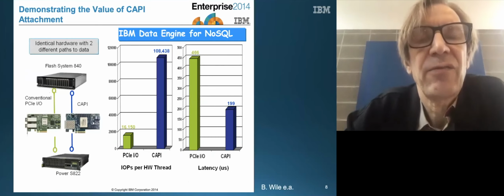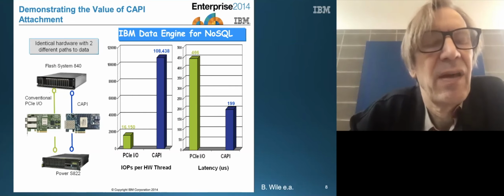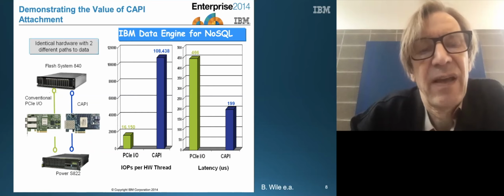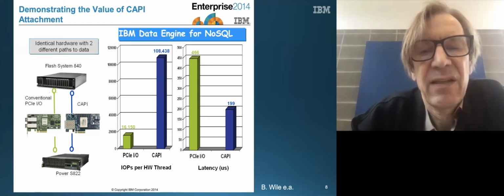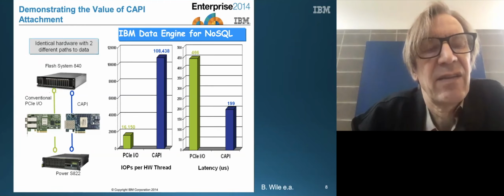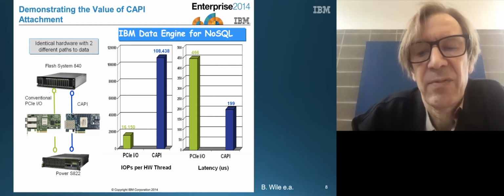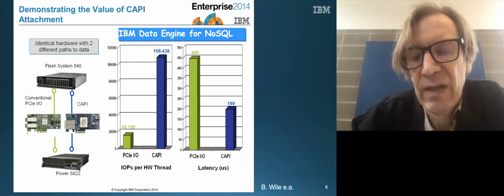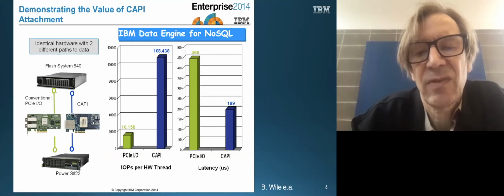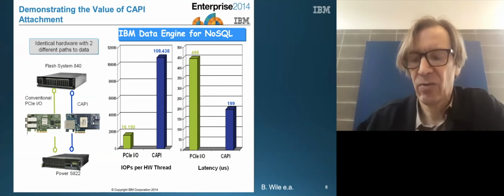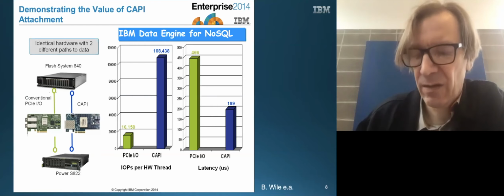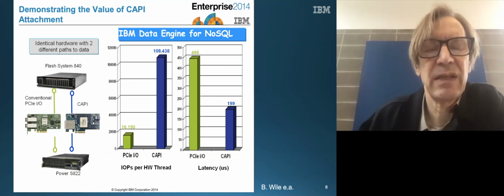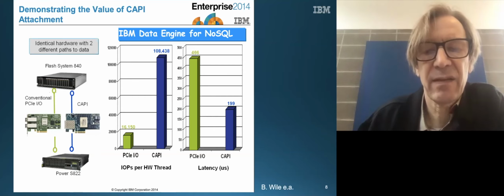So what that resulted in is there was a product that IBM had called the IBM Data Engine for NoSQL, which used an IBM flash system, which uses NAND flash, but is relatively low latency. And here you see a comparison between attaching that flash system through a conventional PCI I/O space adapter or one of these coherent shared memory adapters. And what you see is a dramatic improvement in the number of IOPS per thread, in line with the reduction in the number of instructions required per access that I showed on the previous slide, and also a significant reduction in latency, again, primarily from avoiding a lot of the code paths that I showed earlier.